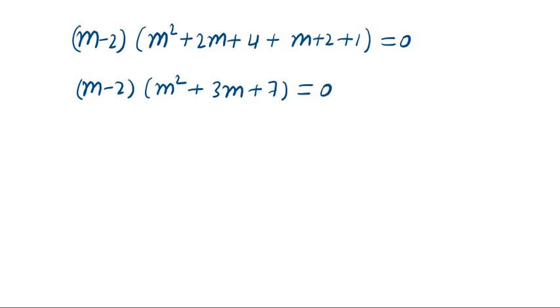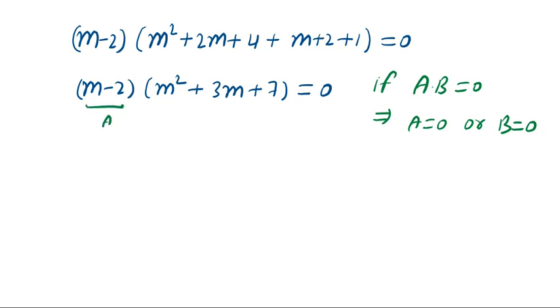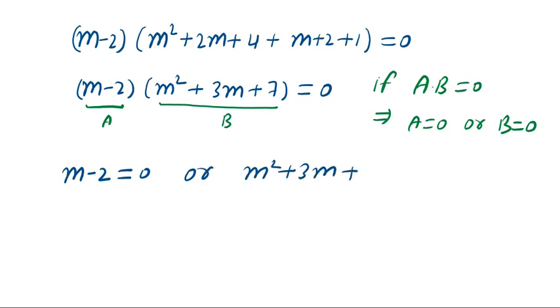And we know that if a times b is equal to 0, this implies a is equal to 0 or b is equal to 0. Suppose this term is a and this term is b. According to this rule, we can write m minus 2 is equal to 0 or m square plus 3 times m plus 7 is equal to 0. Here the value of m is equal to 2.